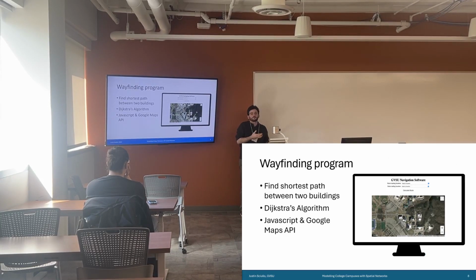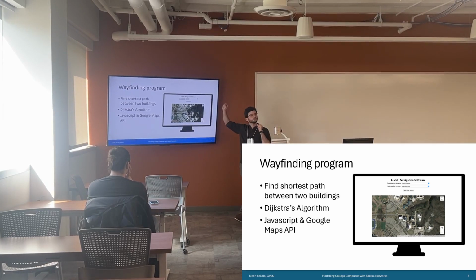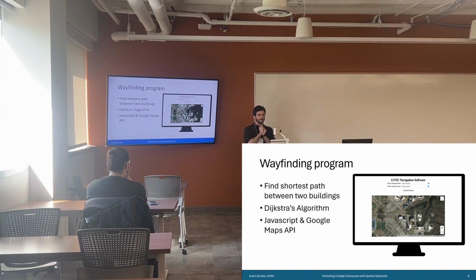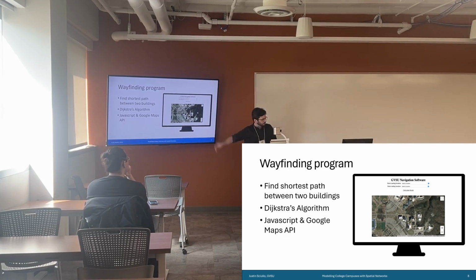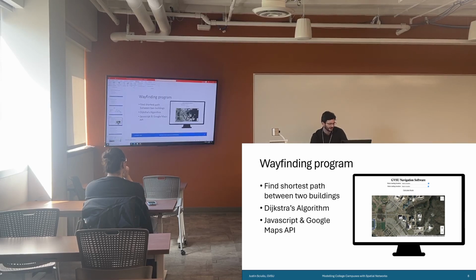We use something called Dijkstra's algorithm. And Dijkstra's algorithm will essentially, you give it any two points on your graph, and it's going to tell you the shortest path. And to build this website, we use JavaScript and a Google Maps API, which I actually ran out of my free trial for.